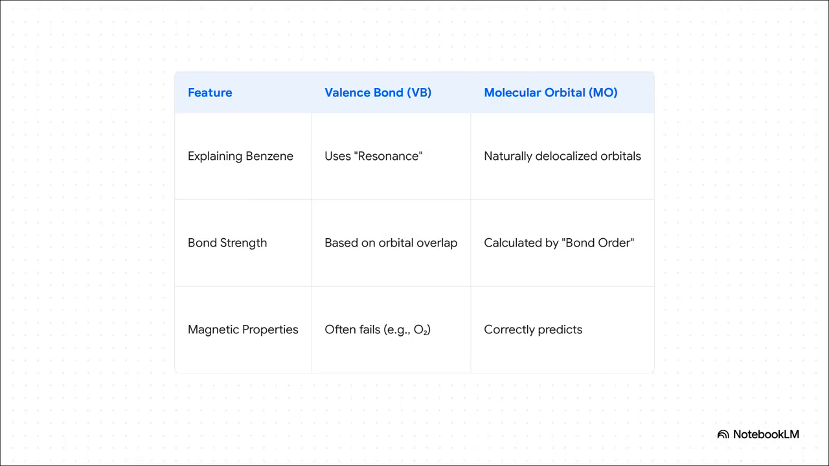And this oxygen thing isn't just a one-off fluke. This pattern holds true for all sorts of other complex properties. For a molecule like benzene, for example, VB theory has to invent this special patch called resonance to make it work. MO theory handles it naturally with its delocalized orbitals, no problem. For bond strength, MO theory gives us a precise calculation called bond order. And, as we just saw with magnetism, MO theory is the undisputed champion.